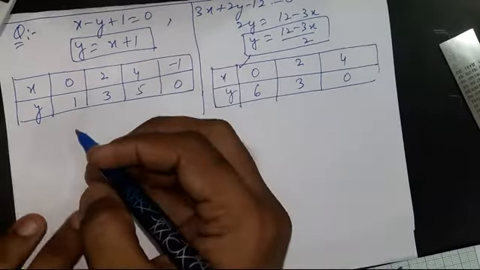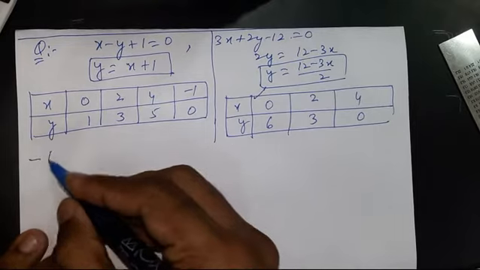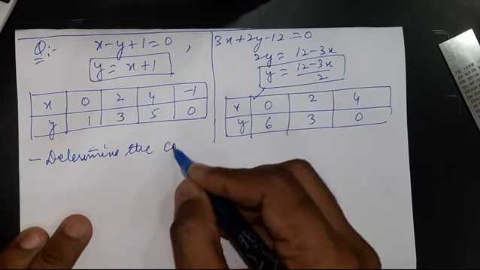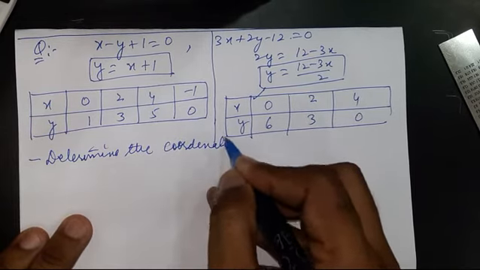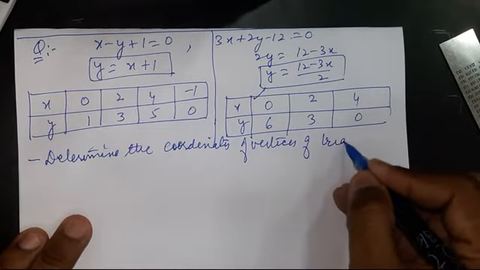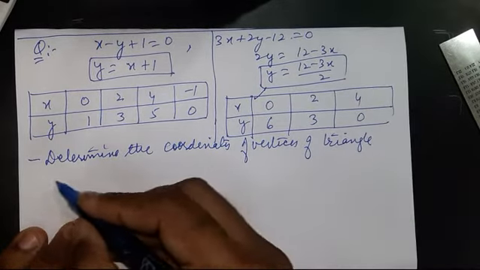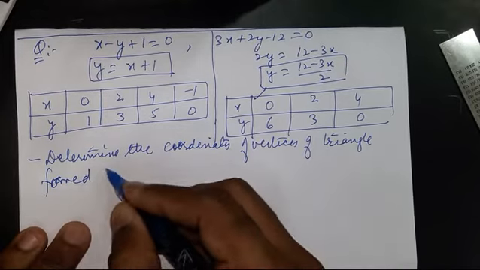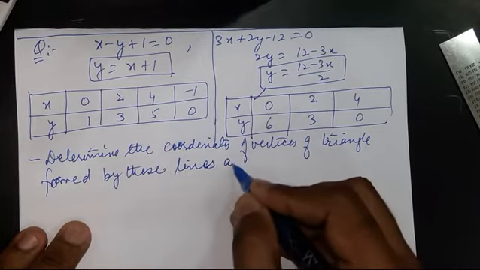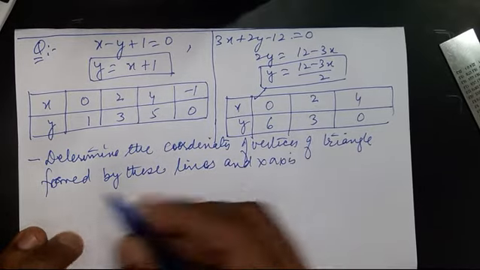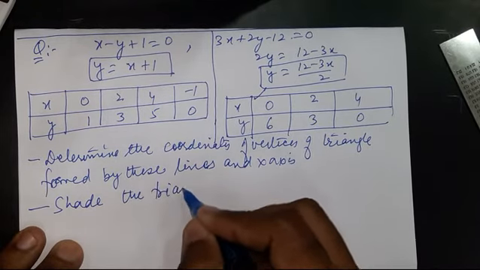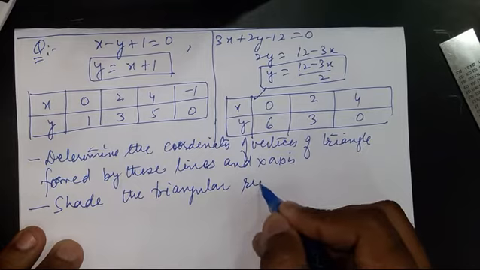Firstly, you are to determine the coordinates of the vertices of the triangle formed by these lines and the x-axis. Secondly, shade the triangular region. So this is a complete question of NCERT.